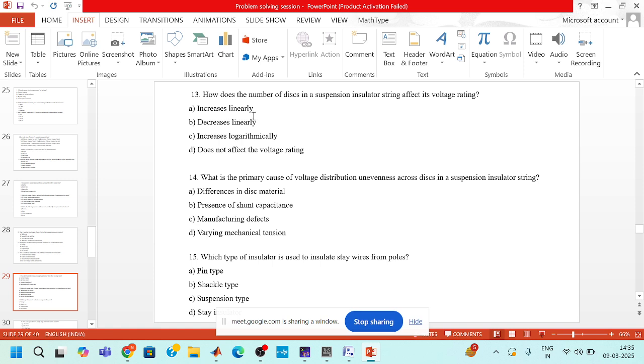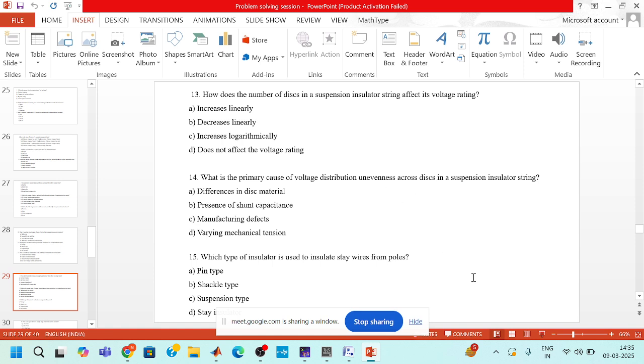Okay, now the next question is, what is the primary cause of voltage distribution unevenness across discs in a suspension insulator string? Options are differences in disc material, presence of shunt capacitance, manufacturing defects, and varying mechanical tension. It is presence of shunt capacitance, madam. Okay, anyone else? Presence of shunt capacitance in cross arm.